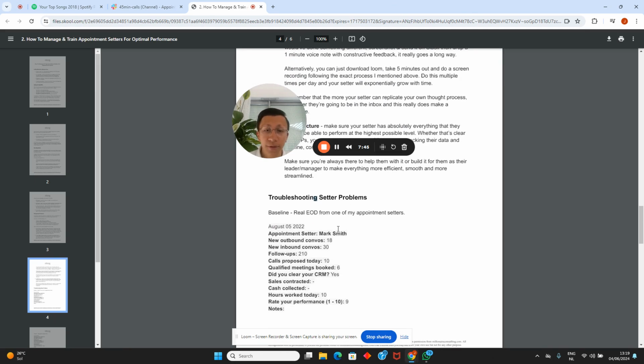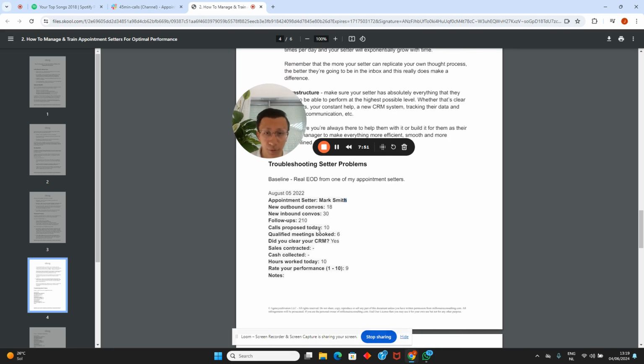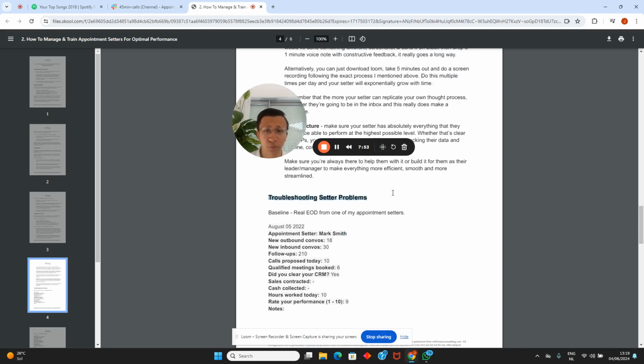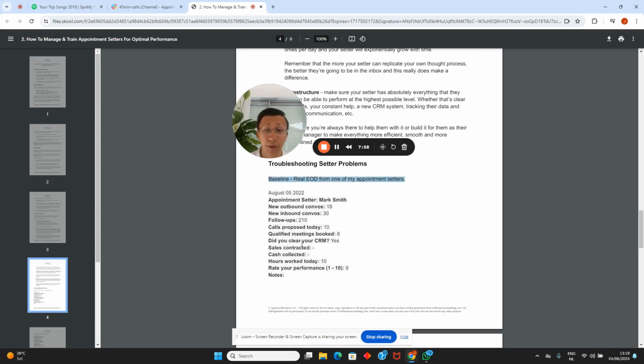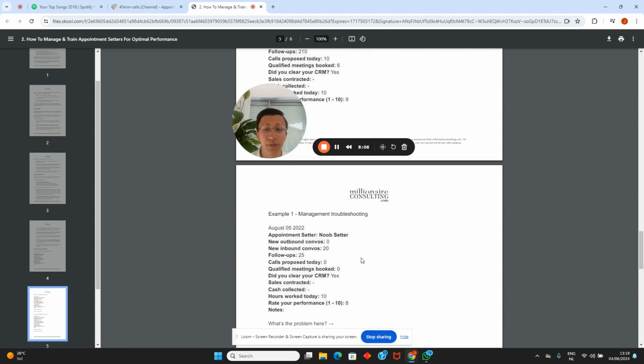So now here is how you can predictably book calls by just knowing the numbers. So if there are setter problems, right? I'm going to take an example right here. So baseline, a real EOD from one of my appointment setters. So you can see basically what that looks like. This is just a normal, regular EOD where performance was pretty good. And this was from my B2B, not my B2C.